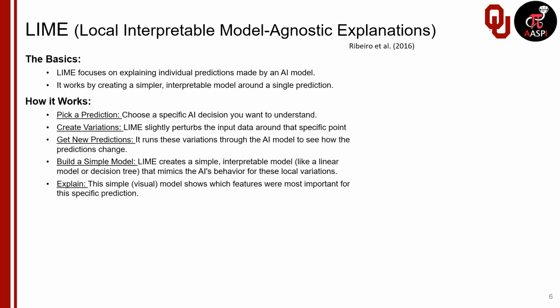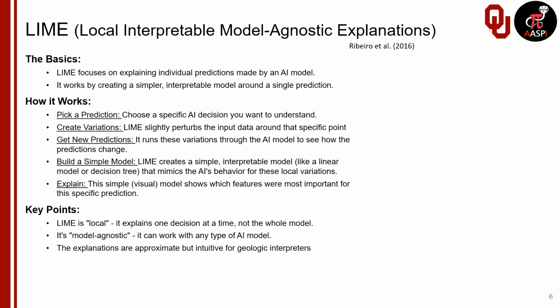The way it works is you pick the area where you want that prediction. So what part of your model do you want to understand why it classified the seismic facies that way? Then it creates a lot of variations, perturbs the input data around that specific data point, pixel or voxel, and then tries to explain visually what's going on. Some things to keep in mind with LIME: as I mentioned, it's local. So it's explaining one decision at a time, not the whole model.